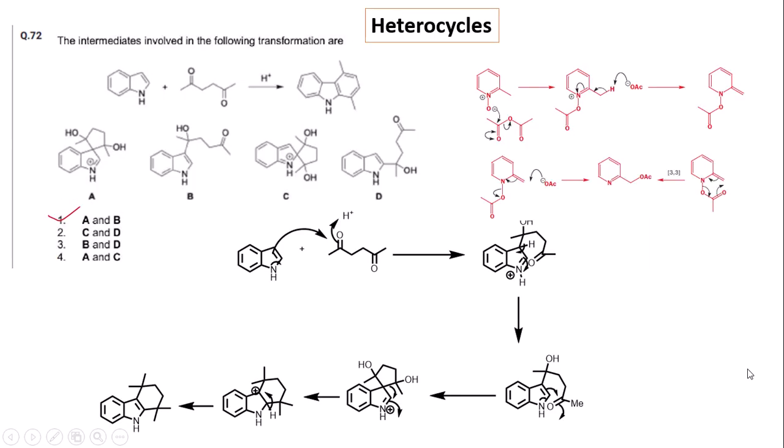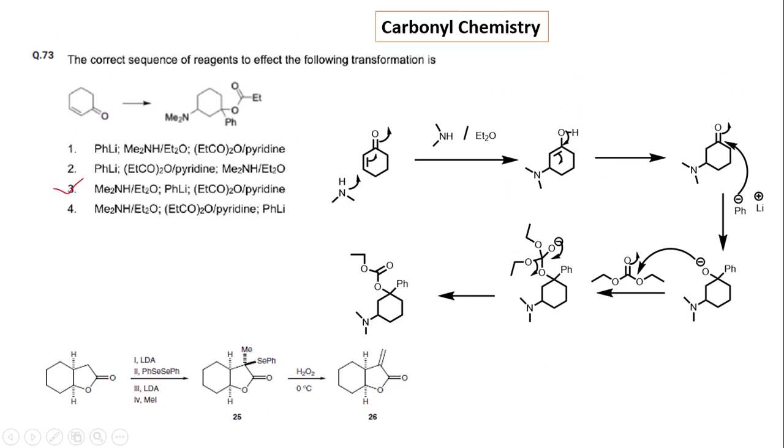Next is the heterocycles. In that heterocycle, the 3 position is more reactive compared to the 2 position. After the intramolecular reaction, we get the intermediate B, and a spiro type of intermediate is obtained. And after the migration of the alkyl group, we get that intermediate, and after aromatization, we get the desired product. So the intermediates A and B are the correct intermediates.